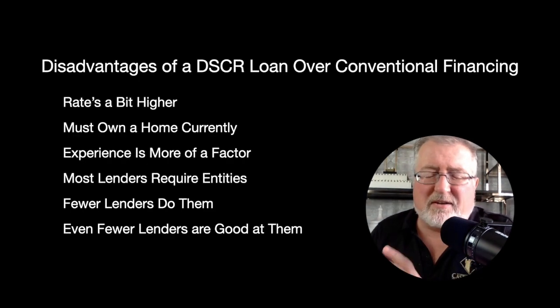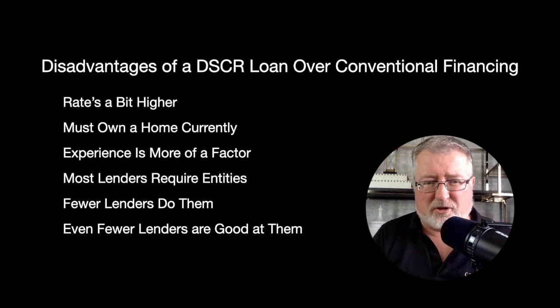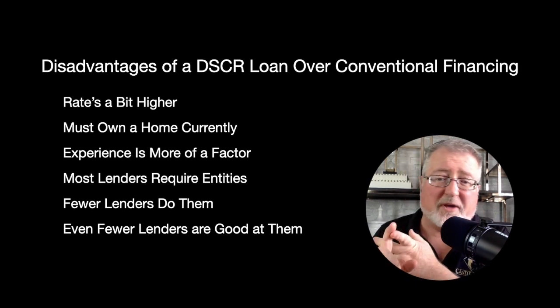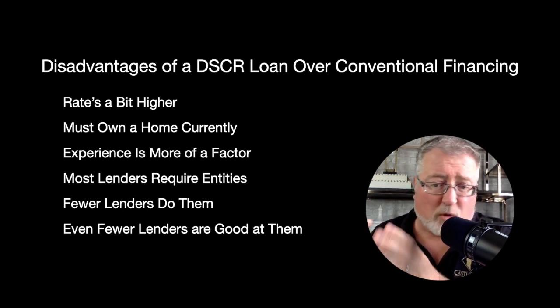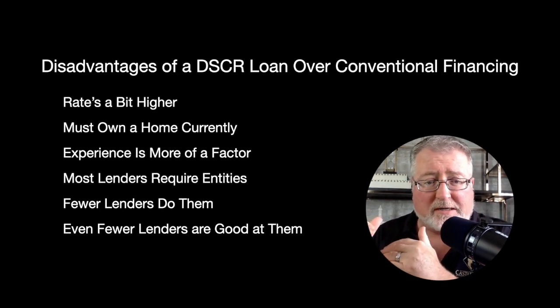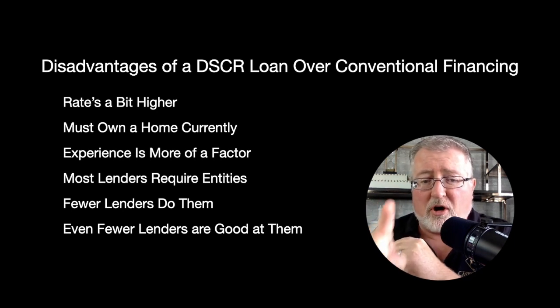So what are the disadvantages of a DSCR over conventional financing? Well, number one, the rate's a bit higher. It's been my experience, it's anywhere from maybe 1.25 points above what conventional rates are. You must also own a home currently.